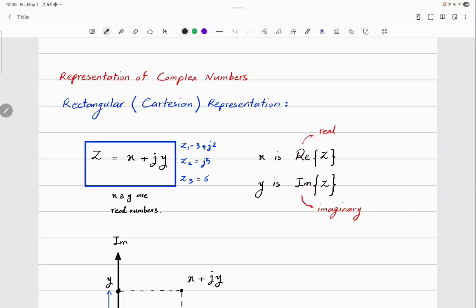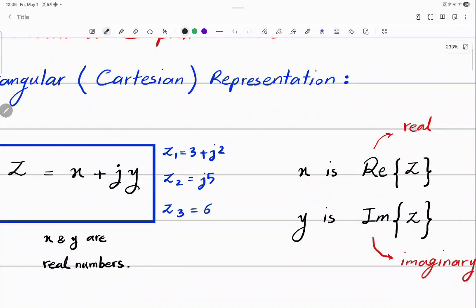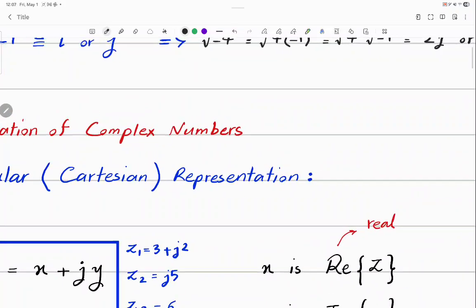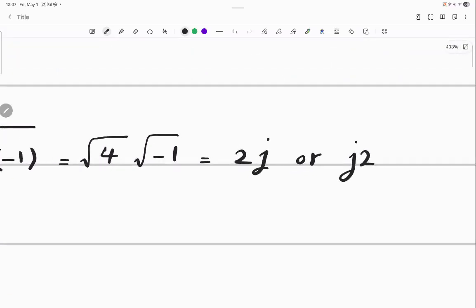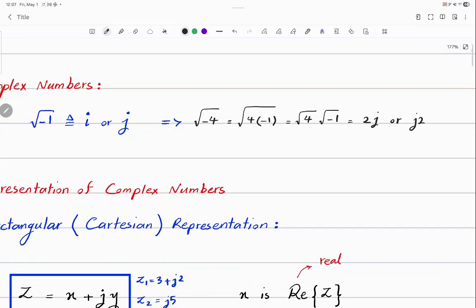For example, just to make this a little more clear, z1, some random example, 3 plus j2 is a complex number. Why? Because it has a real part and it has an imaginary part. Can you tell me what is the real part? 3. What is the imaginary part? 2. And the coefficient of j, as I mentioned, sometimes I write it after j, okay? You thought it's j squared? Yeah.